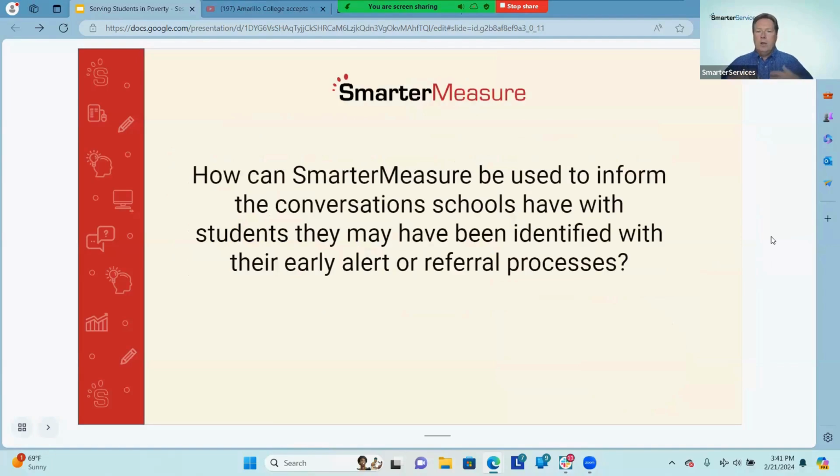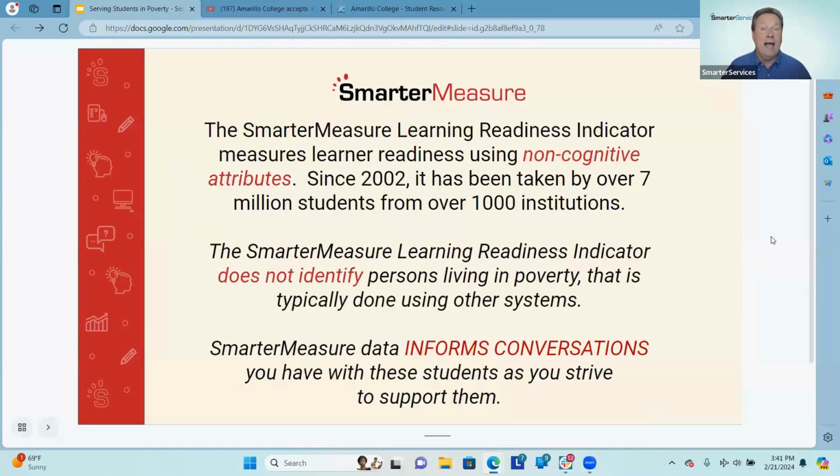Okay, so how can SmarterMeasure be used to inform and enrich the conversations that schools are having with students, that maybe these students have been identified through that early alert process, or maybe they've been referred by an advisor? How can you use SmarterMeasure data? Well, most of you are our clients, and you know what SmarterMeasure is. Some of you are not, so let me briefly explain.